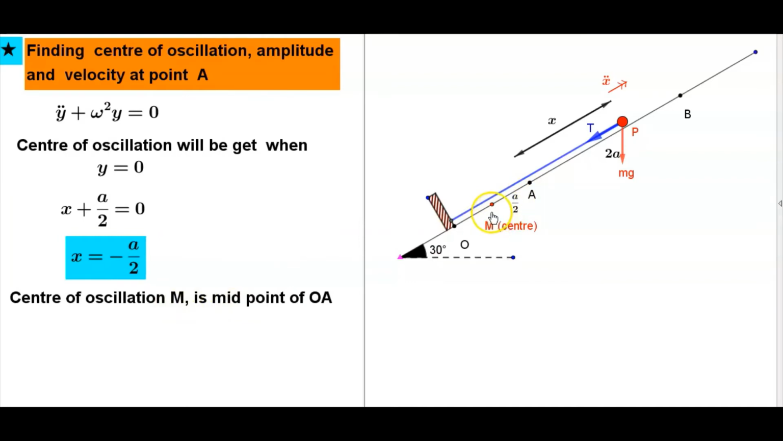Therefore, this M is the midpoint of OA, because OA is equal to a. Minus means the negative direction, as x is increasing in this way. Therefore, minus a by 2 means the center of oscillation will be in this direction. OA is a, so M, the center of oscillation, is also the midpoint of OA.